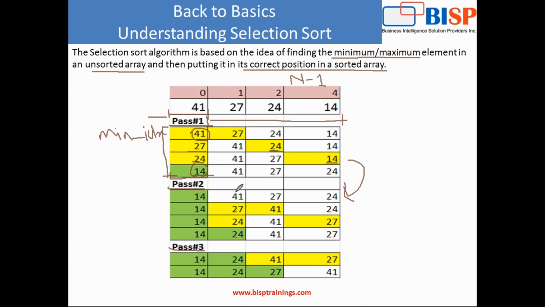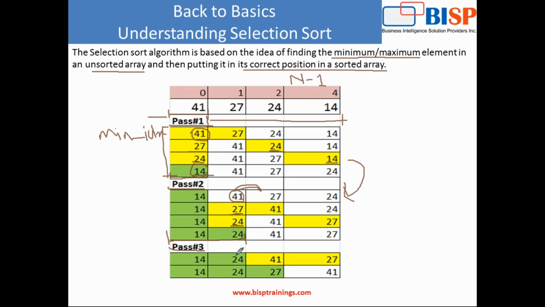So now we'll compare the remaining part of the array. You assume 41 as your next minimum number, and you compare 41 and 27. The new minimum number is 27. Then you compare 27 with 24, and 24 is the new minimum number you got. So by the end of the second pass, you got the second minimum number and you place it in the second position.